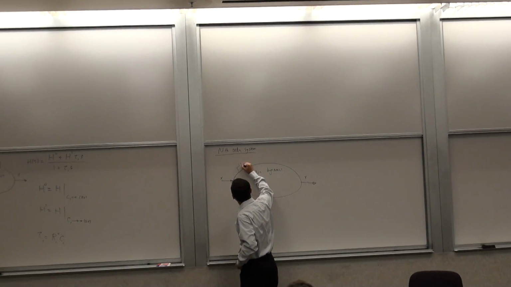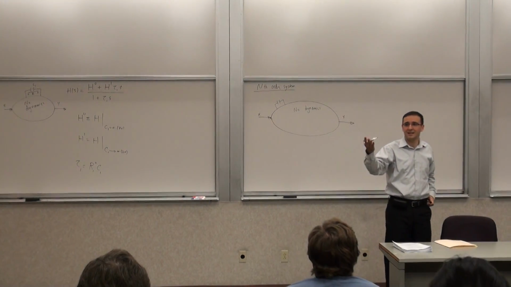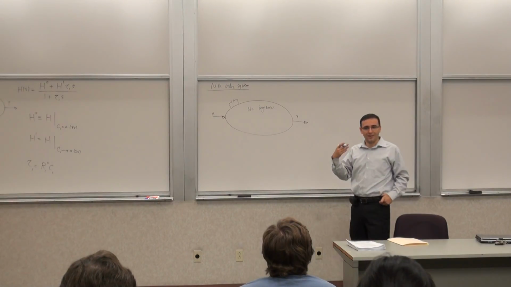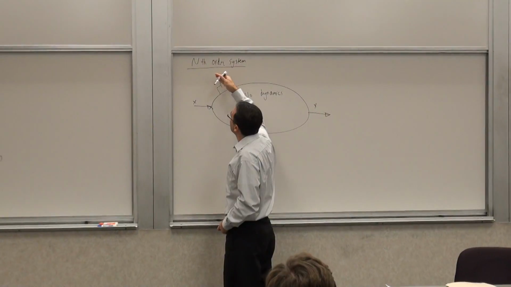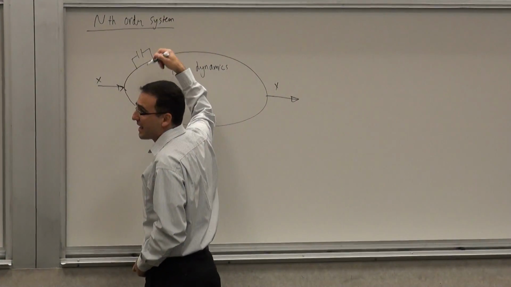So you will have n ports. To have an Nth Order System, you have to have at least n energy storing elements. You may have more, but you have to have at least n. So let's say you have n. And a more accurate way of saying it is that you have a system with n energy storing elements.